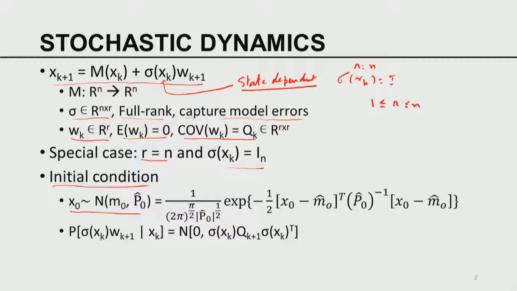So given xk, wk is random, so I can compute the distribution of sigma xk wk plus 1, the probability density of this vector. So please realize this is an n vector. Sigma xk times wk is an n vector, and so it's mean 0, its covariance is given by this expression sigma Qk plus 1 sigma transpose.